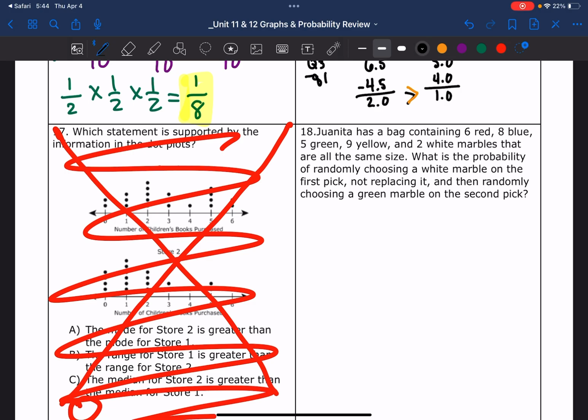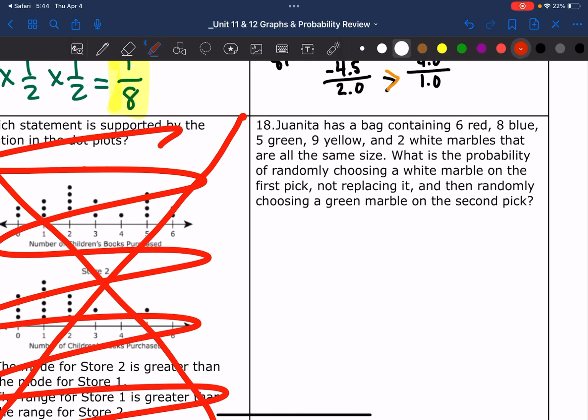Juanita has a bag containing 6. Let's backtrack. 6 red, 8 blue, 5 green, 9 yellow, and 2 white marbles that are all the same size. What is the probability of randomly choosing a white marble on the first pick, not replacing it, and then randomly choosing a green marble on the second pick?